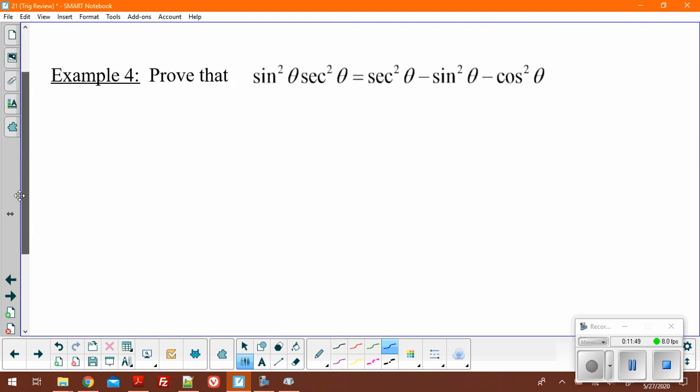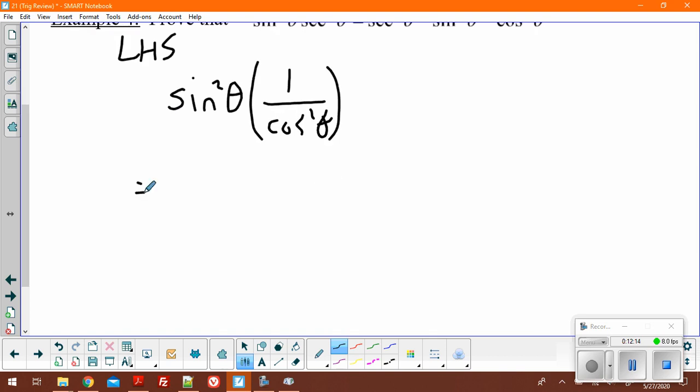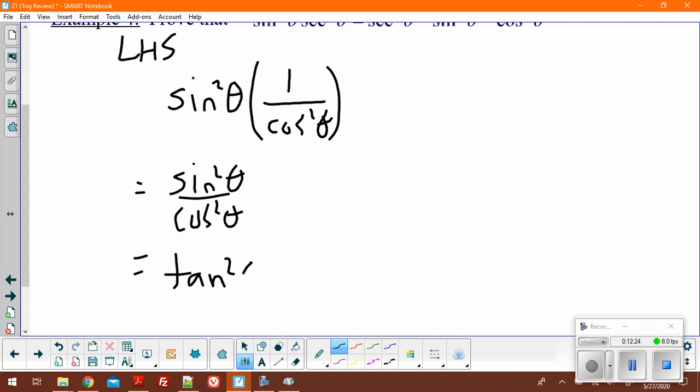I'm going to start with the left-hand side here. So one of the things you probably learned, okay, is it's helpful to put things in terms of just sine and cos. So this becomes sine squared theta times, okay, secant is 1 over cos. So it's 1 over cos squared. So left-hand side. Okay, so this becomes sine squared theta over cos squared theta. And that simplifies to tan squared theta.